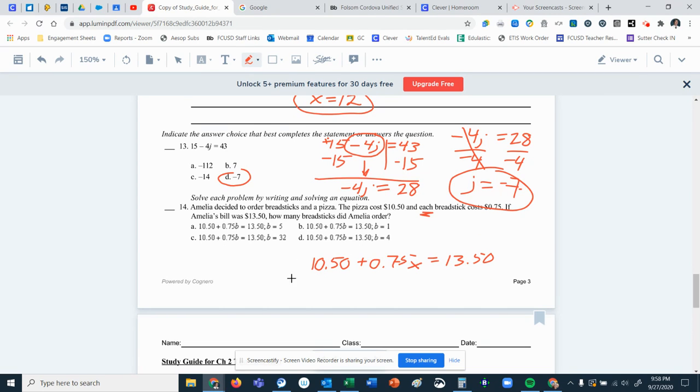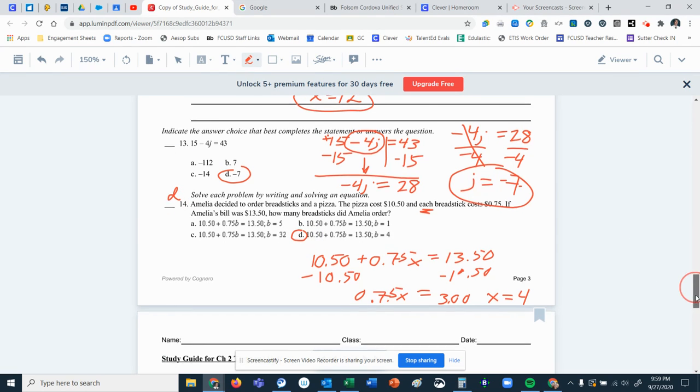Okay, to solve for that, first I would subtract the $10.50 from both sides. And I'm left with just $3. So $3 equals 75 cents a breadstick. And here I would divide by 75 cents and I get X is equal to 4 breadsticks. So it looks like the correct answer is D here.